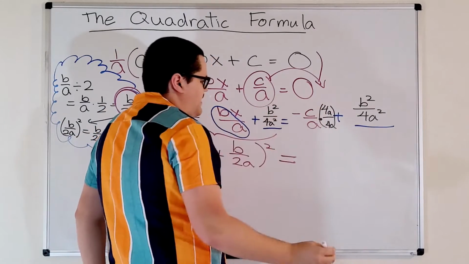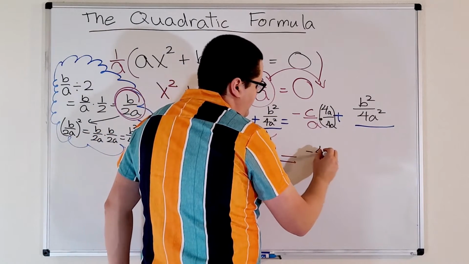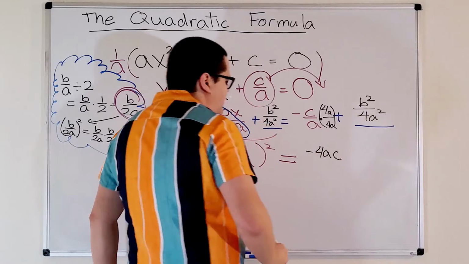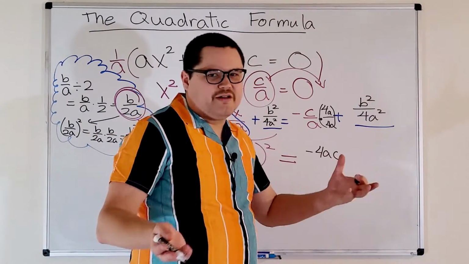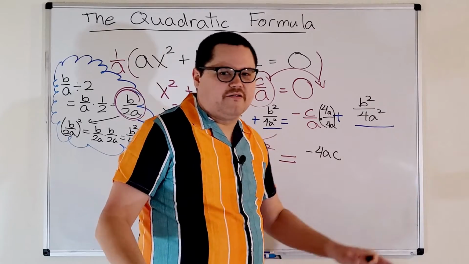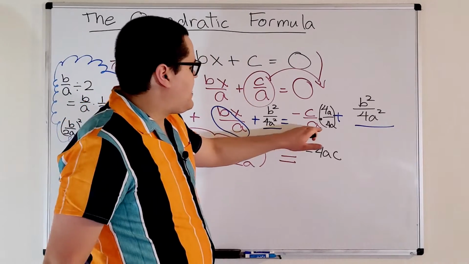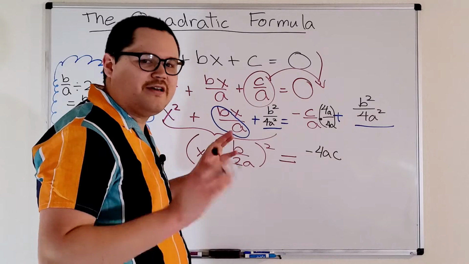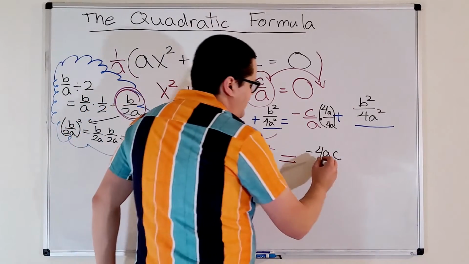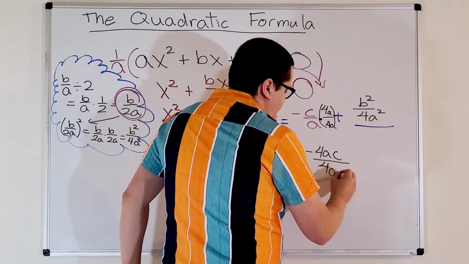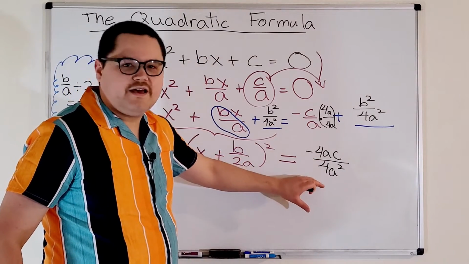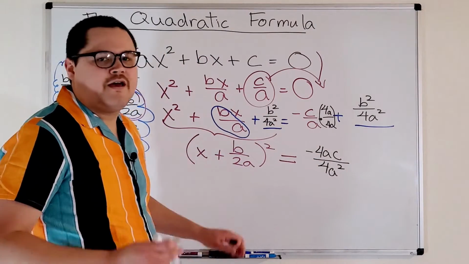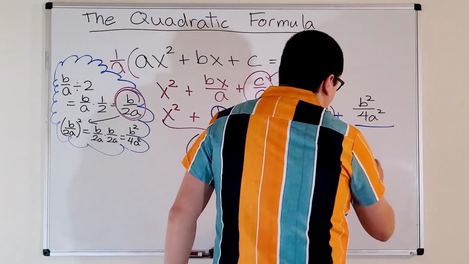4a times negative c is negative 4ac. You can write it negative 4ca as well, but usually we like to do alphabetical order. And then a times 4a is 4a squared. That was the point of this whole thing. So we have negative 4ac over 4a squared plus b squared over 4a squared.